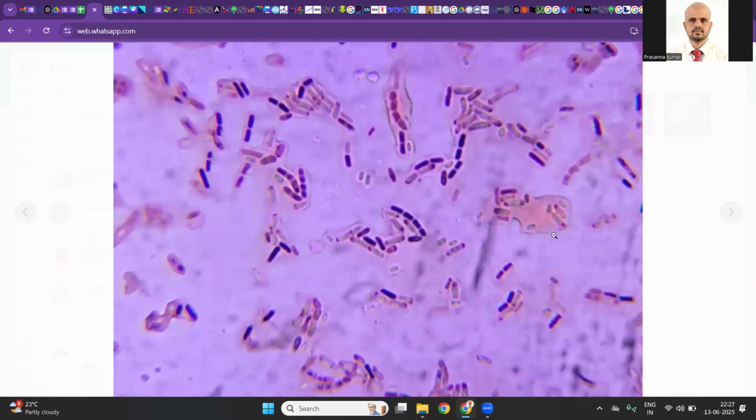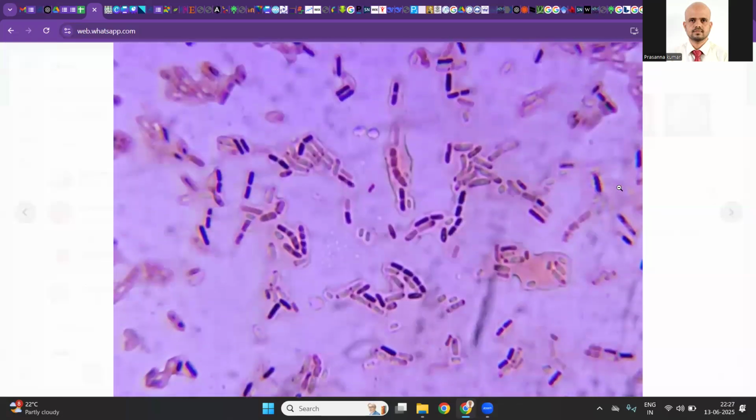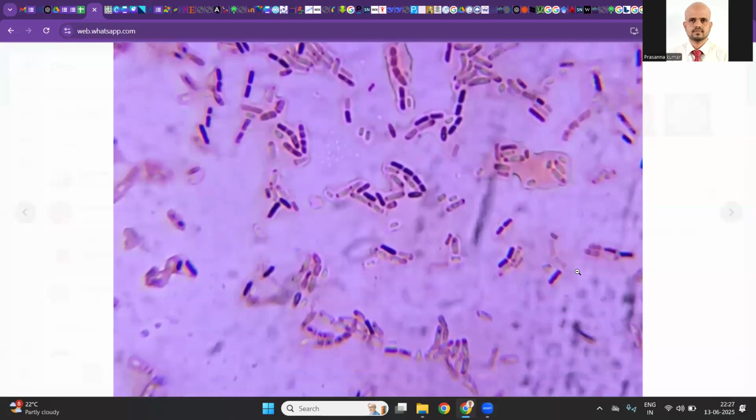This is an ideal picture showing that you actually have a contaminated culture. Even though you try to pick from a single colony, this is not a single colony.